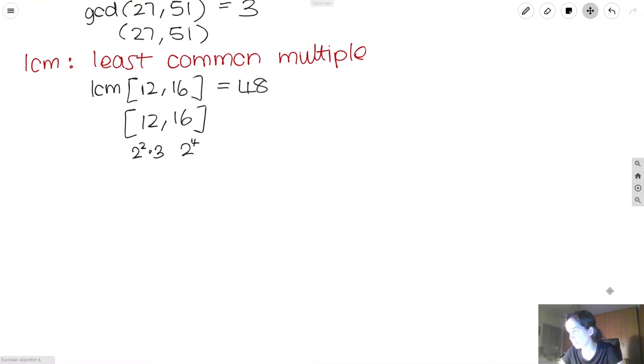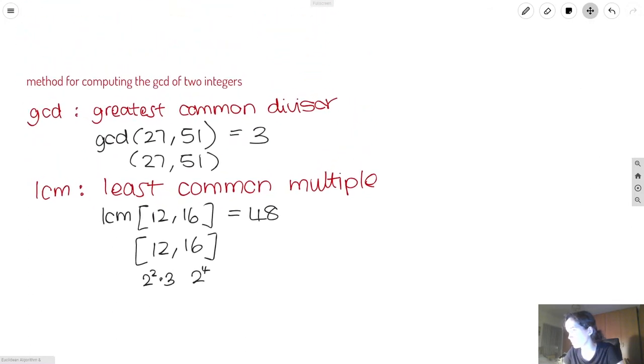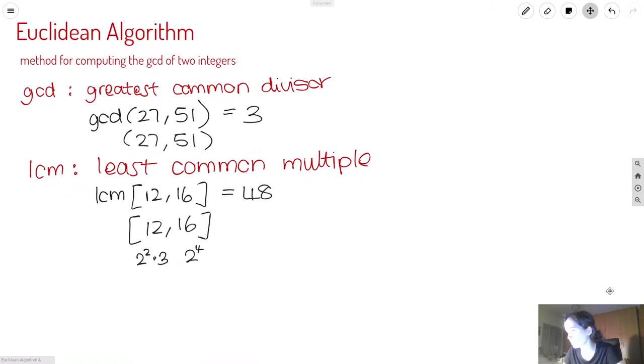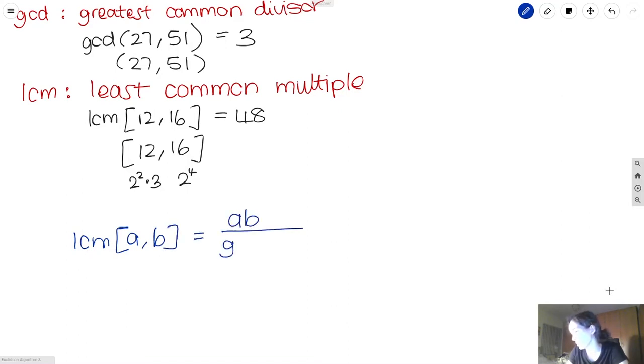Now a quick formula to use for the LCM. So we said that we're going to use the Euclidean algorithm to calculate what the GCD is. Once we have the GCD, we can use a formula to see what the LCM will be. So this formula states that the LCM of A and B is going to be AB over the GCD of A and B.